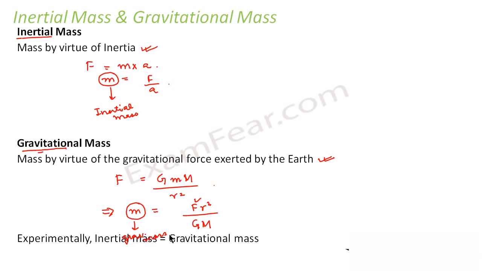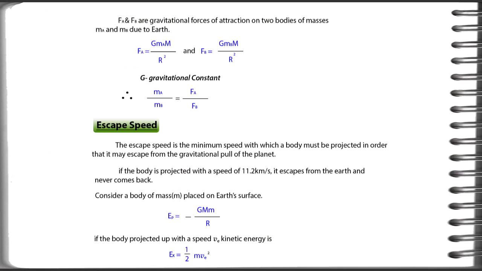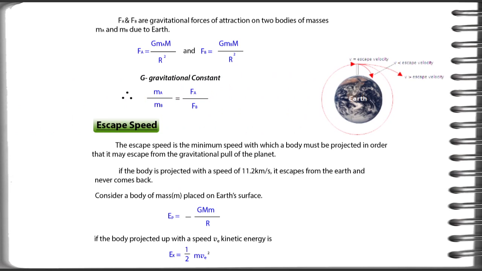However, experimentally it has been found that the value of inertial mass is same as that of gravitational mass. That means if you consider any object experimentally, if you calculate its inertial mass, it is found to be the same as its gravitational mass. Next one is escape speed, which is an important one.